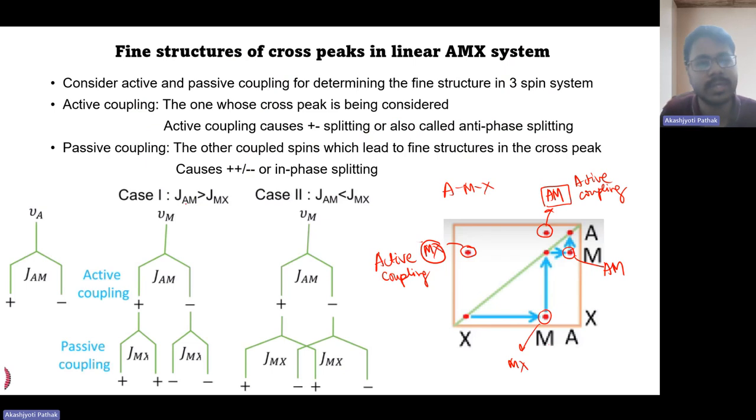So there can be two cases basically. First, if the coupling between this A and M spin is greater than the MX spin.